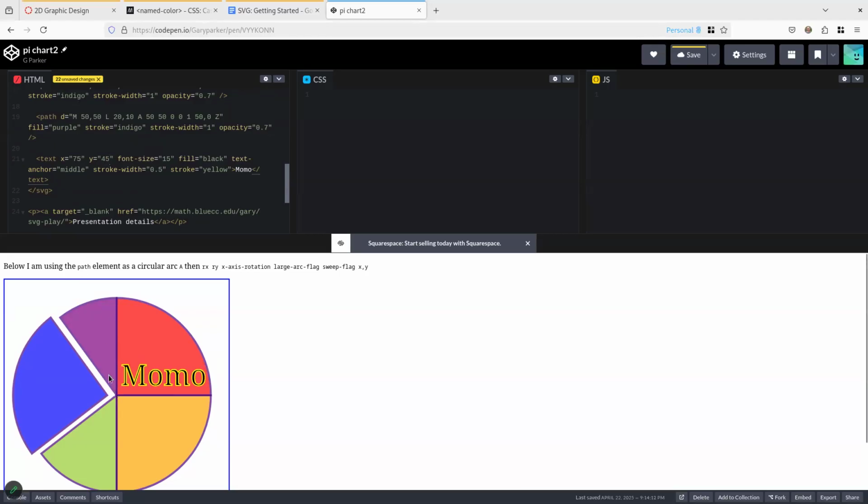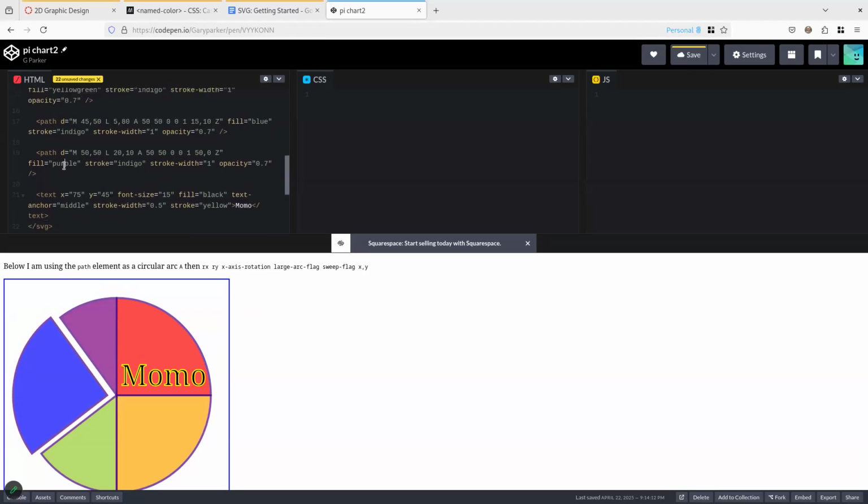All right, I think I'll try one more pie piece. So maybe the purple one. Let's see. There's purple right there. So I want to push it out a little bit. So I want to move X and Y to make that happen. So maybe I'll try adding, I don't want to add 5. That'll make it too close to the blue one.